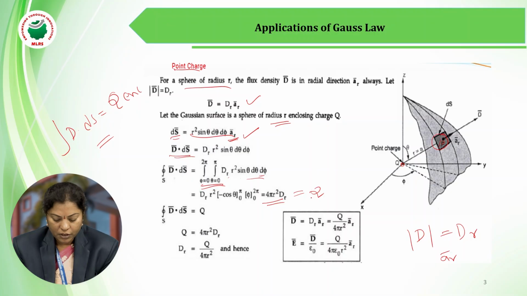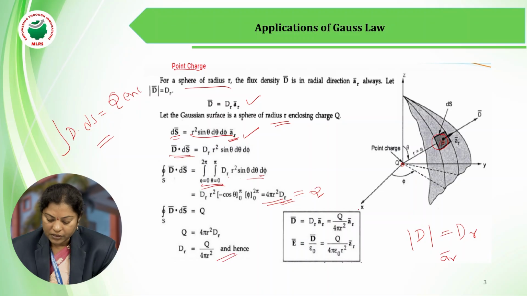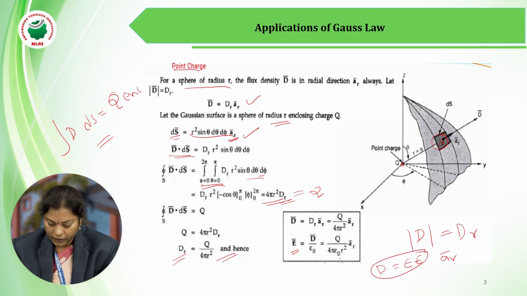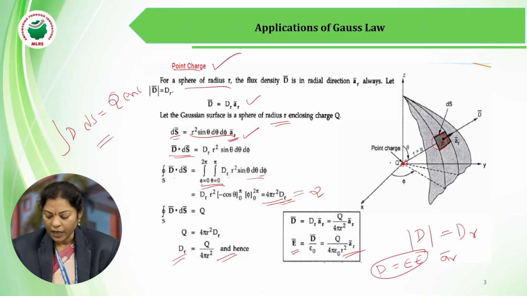So the total charge enclosed, D dot dS, is equal to Q. From that we get Q equal to 4 pi r square into Dr. So Dr equals Q by 4 pi r square into ar. This D is the electric flux density. From this we can write the electric field intensity: as we know, D equals epsilon into E, which is the relation between flux density and electric field intensity. From that, E equals Q by 4 pi epsilon naught r square into ar. So this is the first application of the Gauss law. Here we consider the point charge located at the origin and calculate the electric flux density due to this point charge.